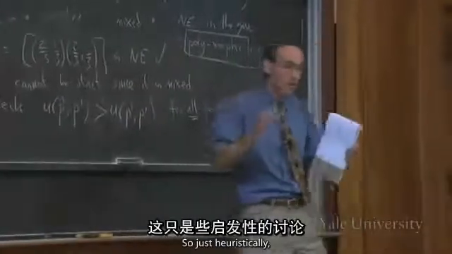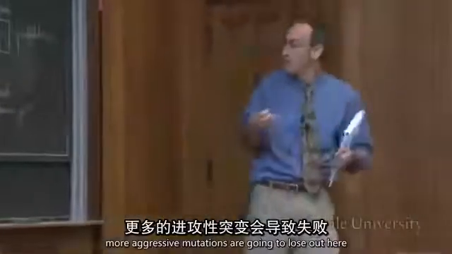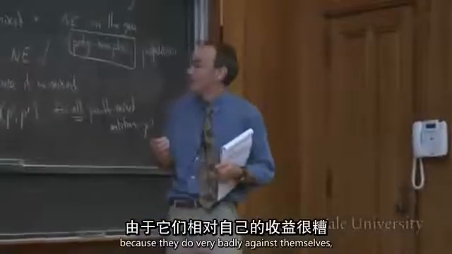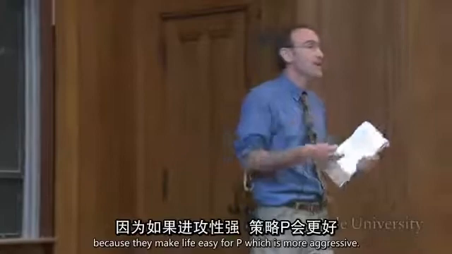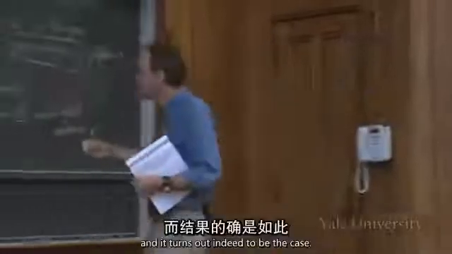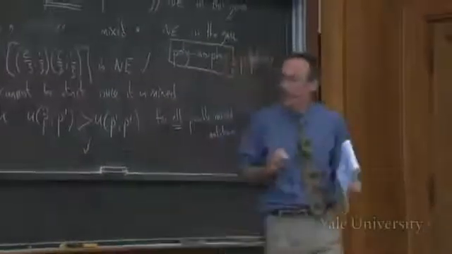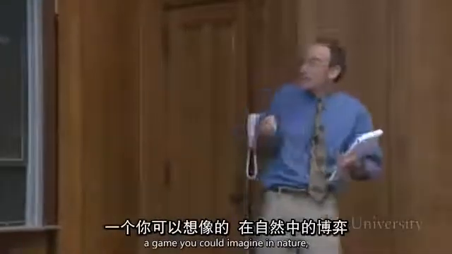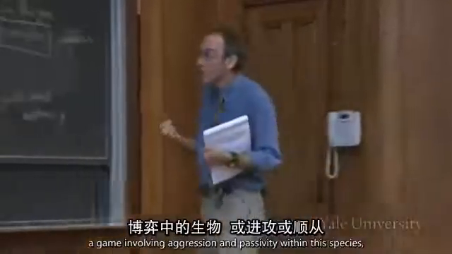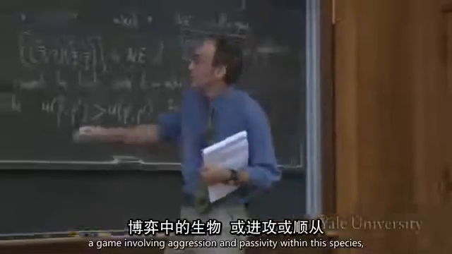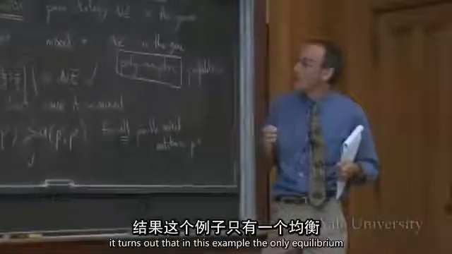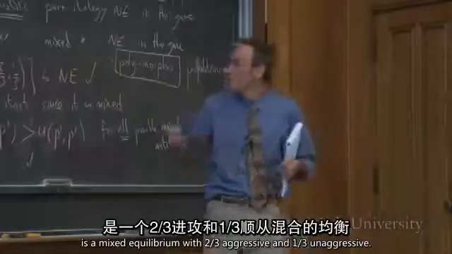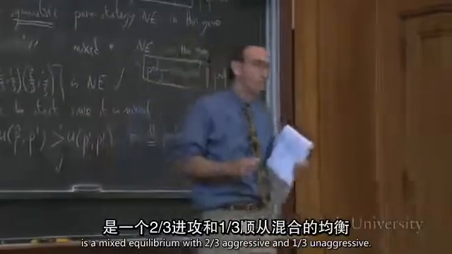So just heuristically, without proving it, more aggressive mutations are going to lose out here because they do very badly against themselves, and more passive mutations are going to do badly because they make life easy for P hat, which is more aggressive than that. So it wasn't a proof, it's a heuristic argument, and it turns out indeed to be the case. So in this particular game, a game you could imagine in nature, involving aggression and passivity within this species, it turns out that in this example, the only equilibrium is a mixed equilibrium with 2/3 aggressive and 1/3 unaggressive.